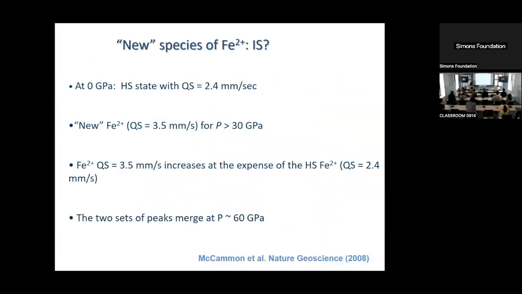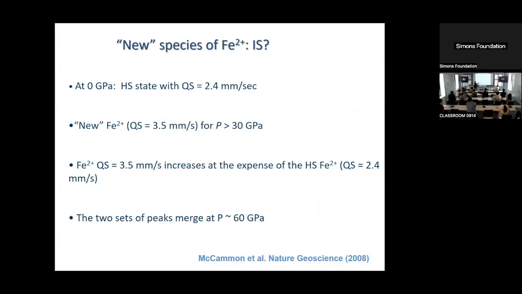As I said, iron Mossbauer spectroscopy is what's used. At 0 GPa, the high spin state in the perovskite phase has a Mossbauer quadrupole splitting of 2.4 millimeters per second. At 30 GPa, you start seeing a different kind of iron showing up with a quadrupole splitting of 3.45 millimeters per second. And at 60 GPa, this kind of iron takes over.